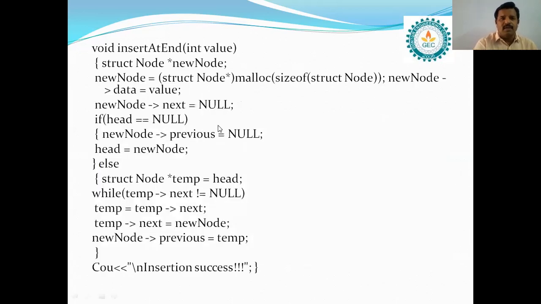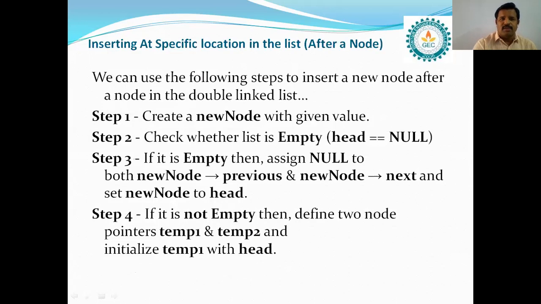So this is the code where we are allocating the memory for the new node, and check if the head is equal to null. That means we have to check whether the list is empty or not. So if this condition is true, new node previous equal to null and head equal to new node. If this condition fails, go to the else part and take a while loop, temp next not equal to null. That means we iterate these steps until this condition becomes false. Temp equal to temp next, and temp next equal to new node, new node previous equal to temp. In this way we can adjust the pointers, right?